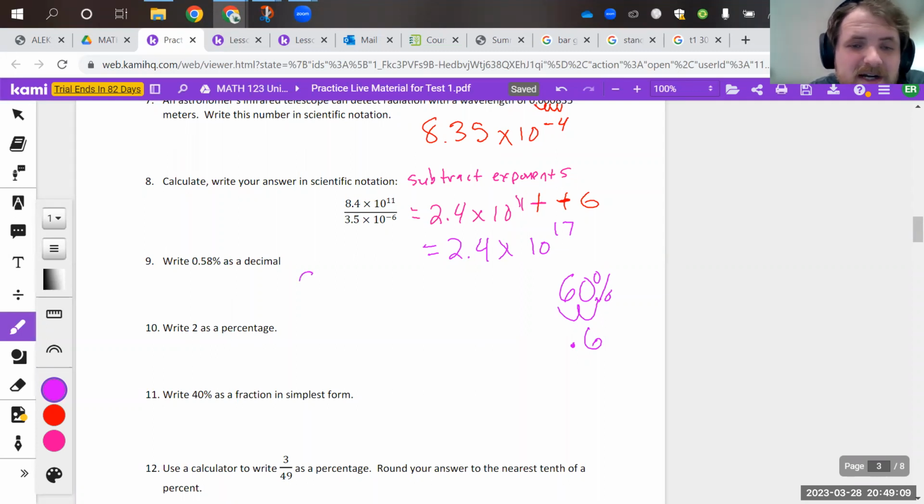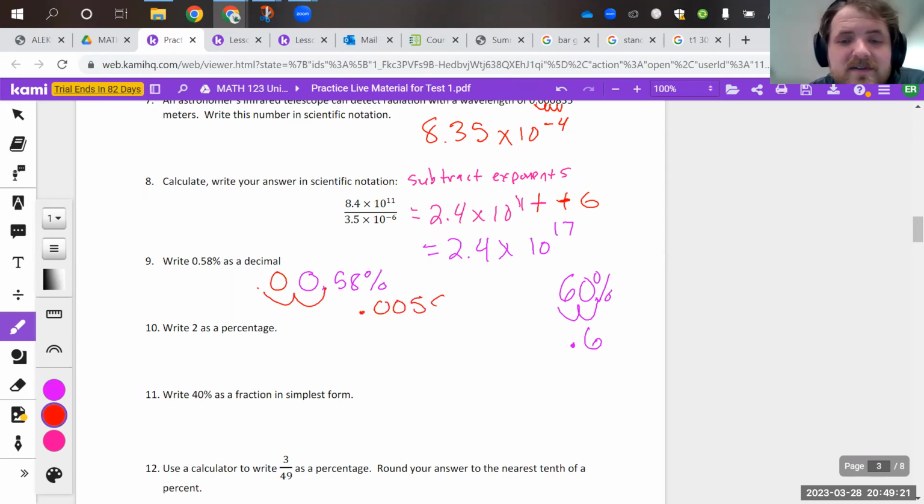I got to trust the process, and I still have to move that two places to the left. So as a decimal, that is 0.0058. Again, my mind wanted to jump to 58%, but you got to trust that you just move two places to the left there.